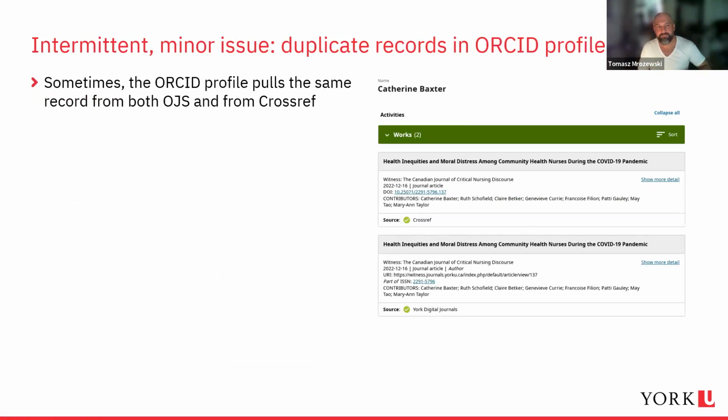But there does seem to be an intermittent issue where sometimes both Crossref, which is the DOI registration agency that we use, and OJS do both push the record to an author's ORCID profile. I do believe the developers are aware of this issue and are looking into it.